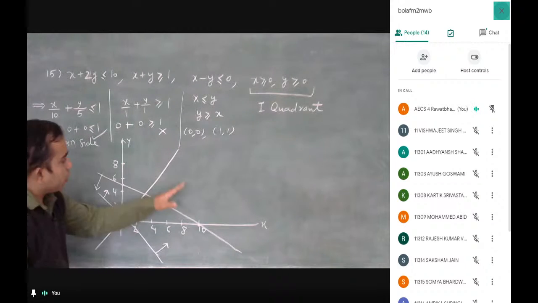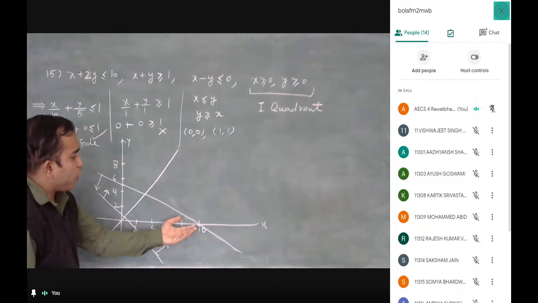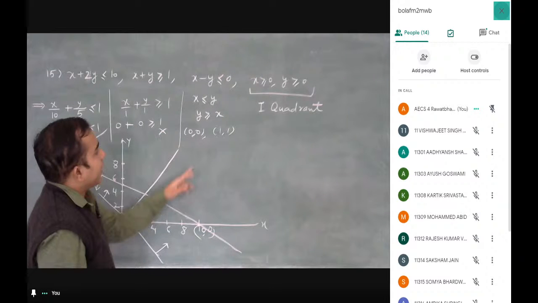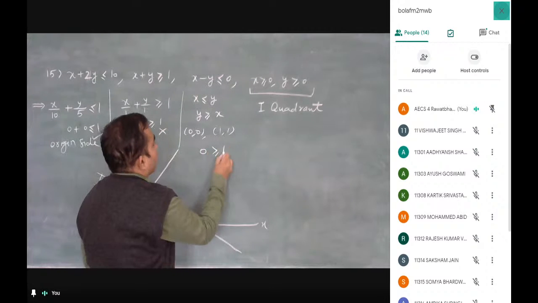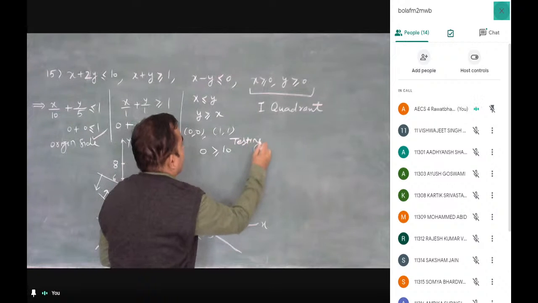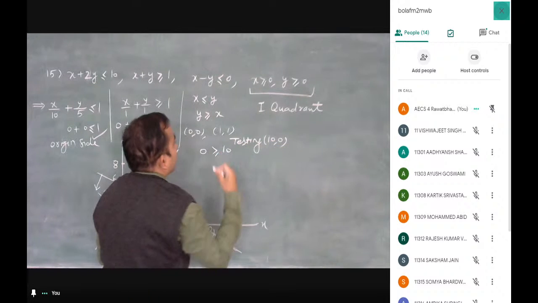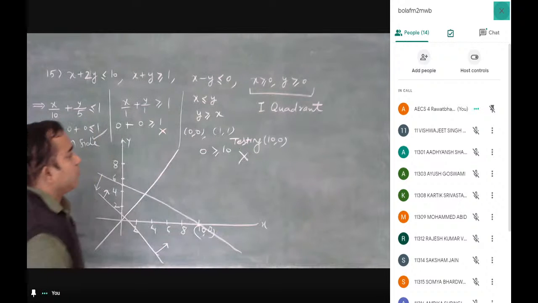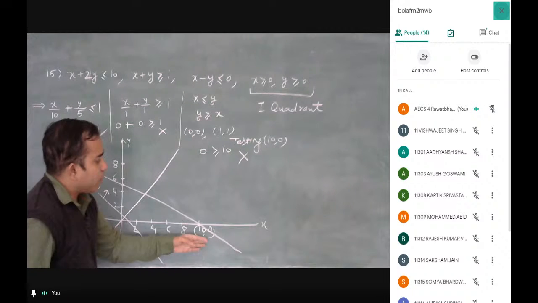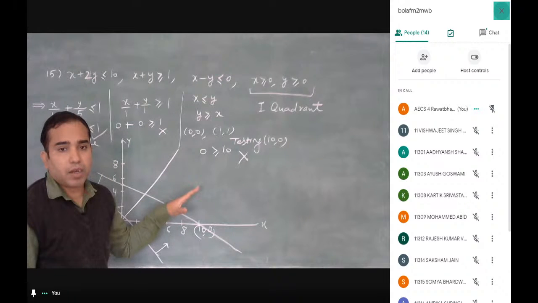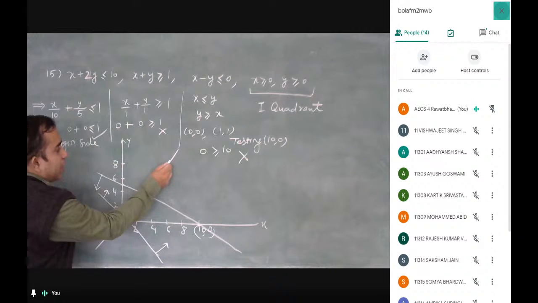Now which side, below the line or above the line? Any point you can test. Suppose 10, 0 I take. 10, 0 if you put here, 0 greater or equal to 10, which is absurd. This is wrong. It means that 10 comma 0, below the line points are not satisfying this inequality. So the other side should be shaded.